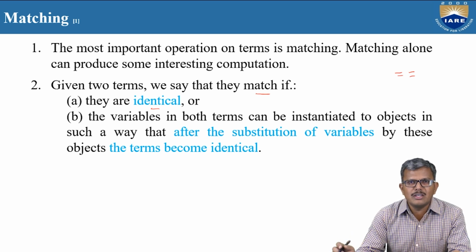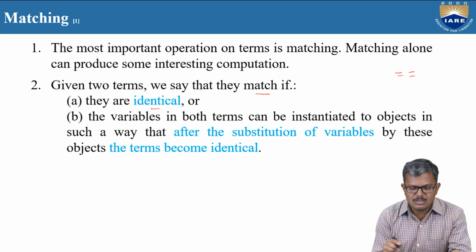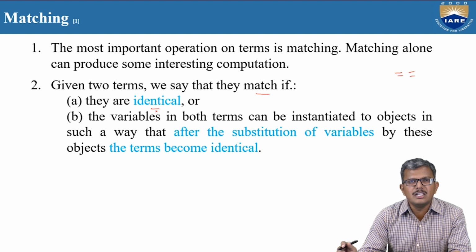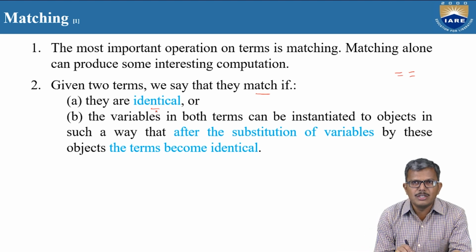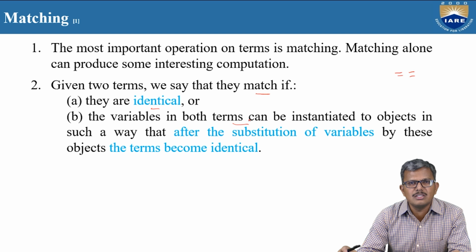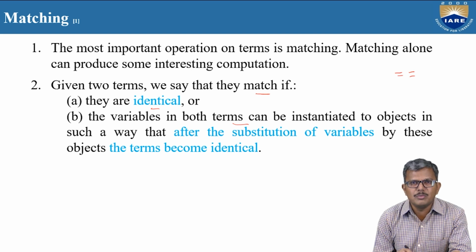So when you do a comparison to understand whether two values are matching or not, first of all we need to see whether they are identical to each other or not. That is the first primary duty we need to look into. And then, the variables in both terms can be instantiated to objects in such a way that after substitution of the variables by these objects, the terms become identical. Right? I will take one simple example and make you understand this statement very clearly.